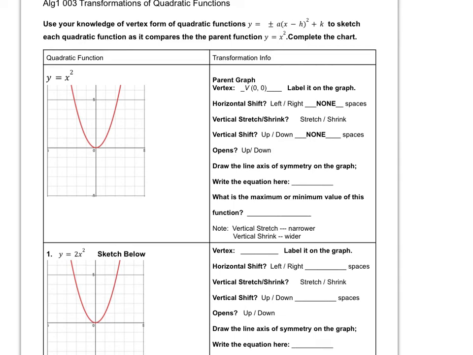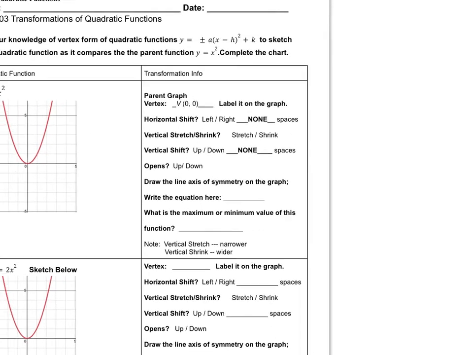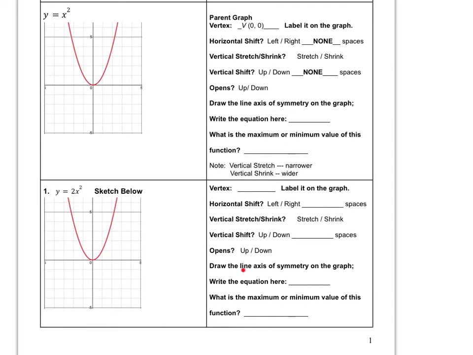On Algebra 1, 003, you're going to do two things. One is you are going to sketch the parabola below of whatever is listed here. The parent function will always be here for you for comparison purposes. And then you're also going to fill in this chart on this side over here. So I decided to do number 6 for you. So let's jump ahead to number 6.